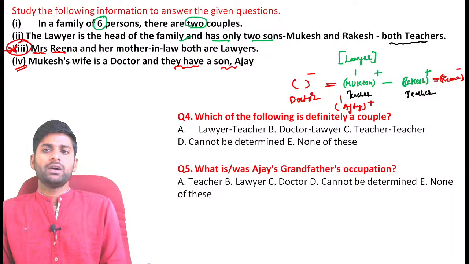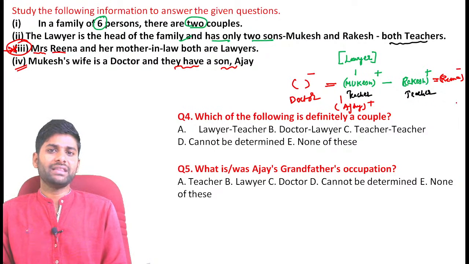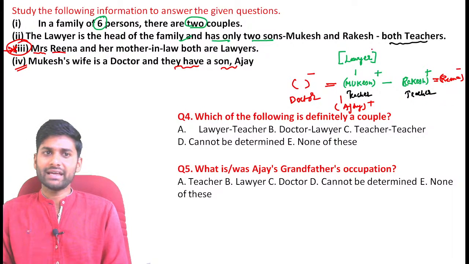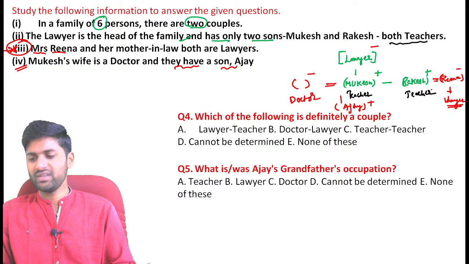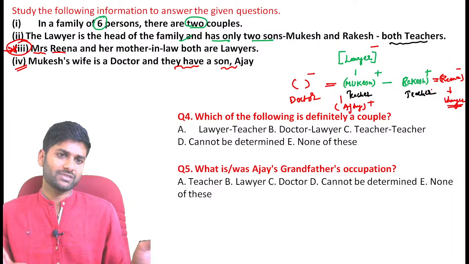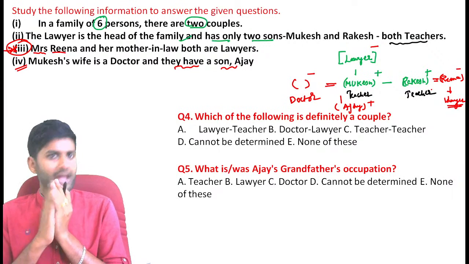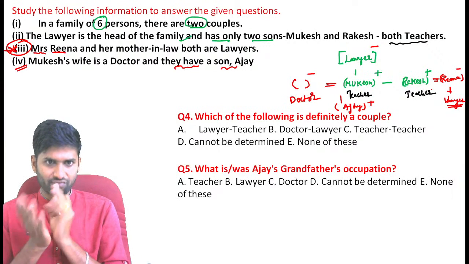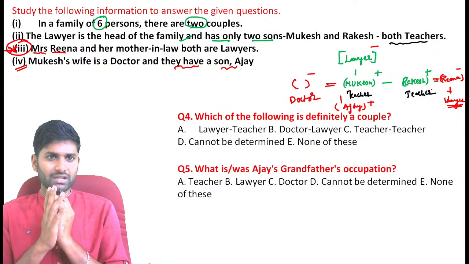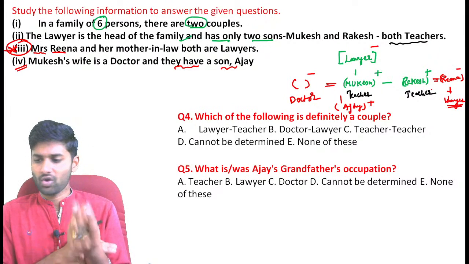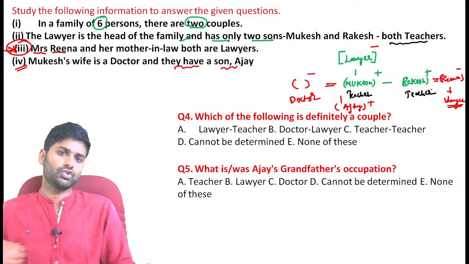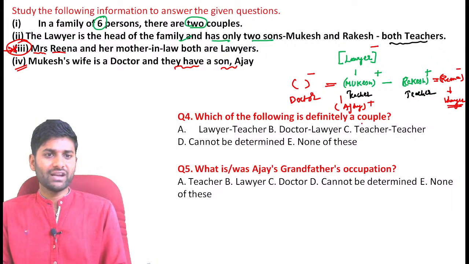Now see, Mrs. Reena and her mother-in-law, her mother-in-law is a lawyer. We already know that the lawyer you can confirm as a female person, and Reena is also a lawyer. So it is clearly mentioned that the lawyer is the head of the family. So that is the entire placement of six different persons. And we don't know Mukesh's wife's name, we don't know the head of the family's name, and we don't know Ajay's profession. So we already completed the entire scenario. Then go through the questions. Which of the following is definitely a couple, guys?